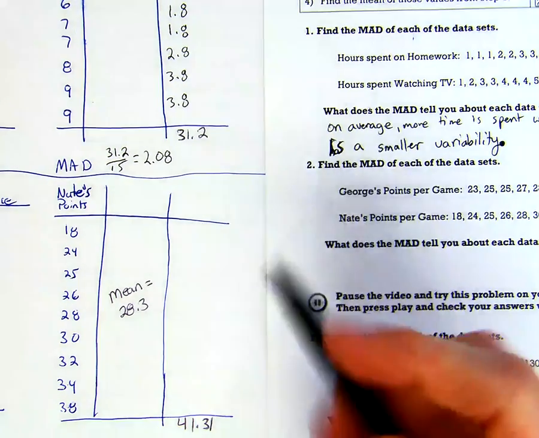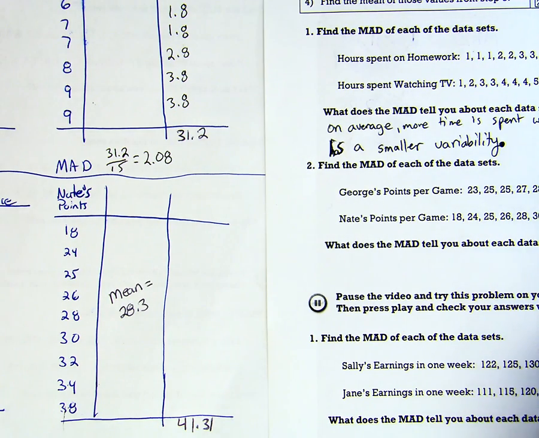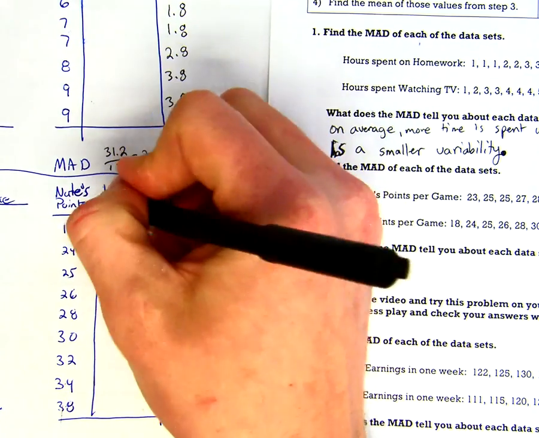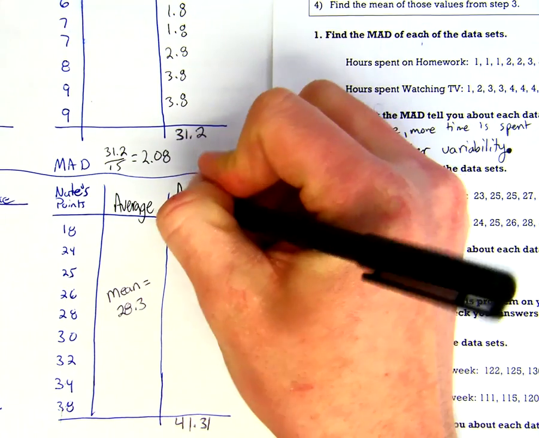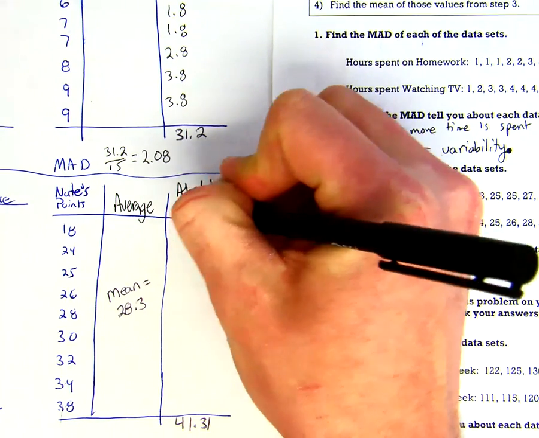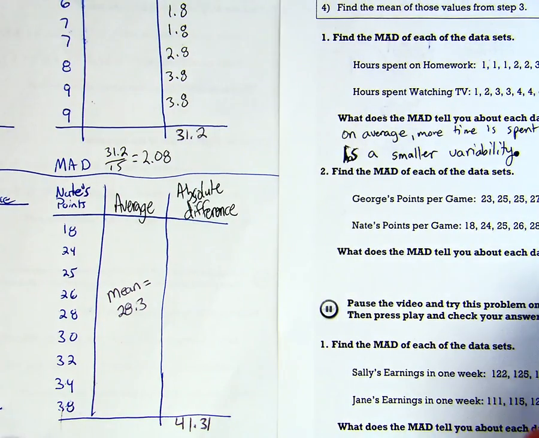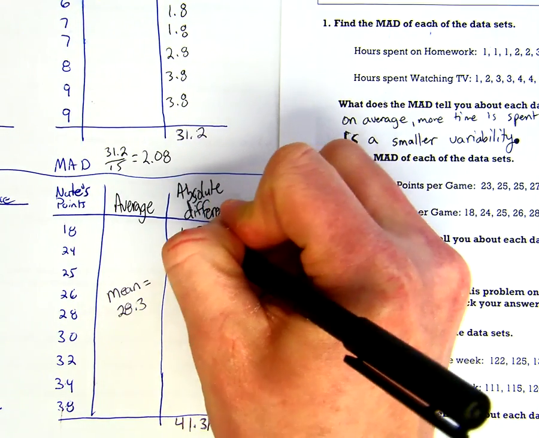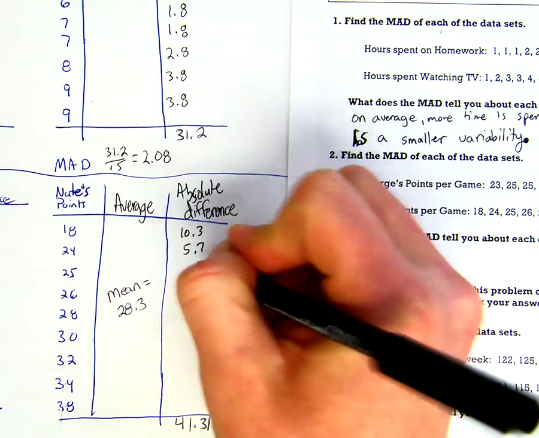Alright. So I have all of Nate's points here, and I went ahead and added them all up and got 28.3. So I'm going to go ahead and use that to fill in my average and then my absolute difference. Okay. Let's go ahead and find the absolute difference of these. I'll go ahead and get a 10.3. This one is a 5.7.